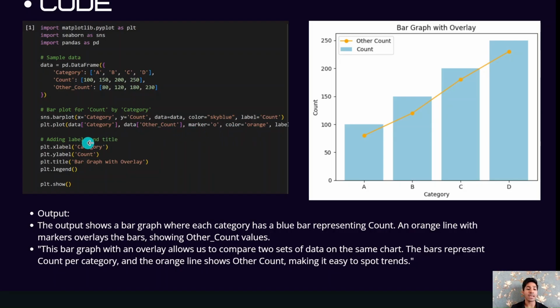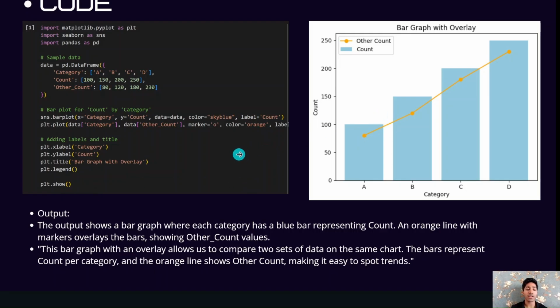So here we are adding labels and the title. The labels are category, count, and the title is bar graph with overlays, in which the syntax is plt.xlabel category, so on the x-axis we are plotting category. On the y-axis we are plotting count, and for the title we are putting bar graph with overlays. Then plt.show for showing our bar graph.